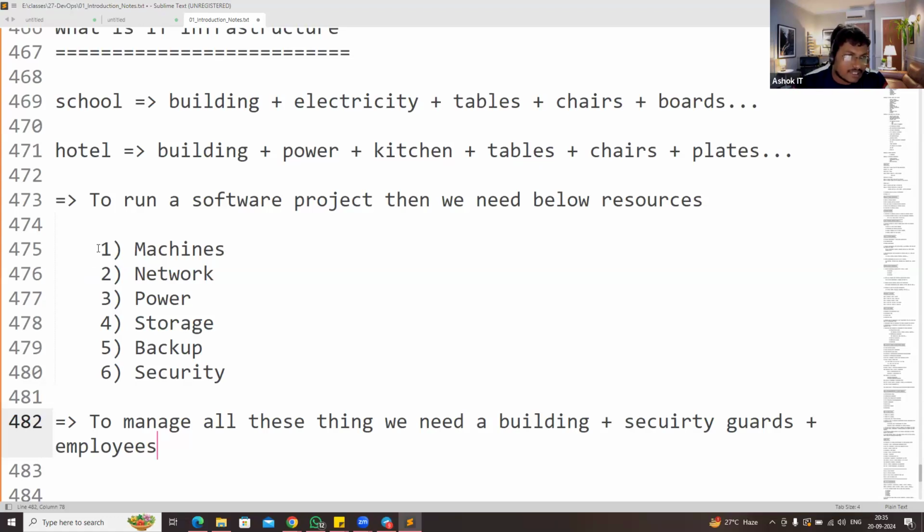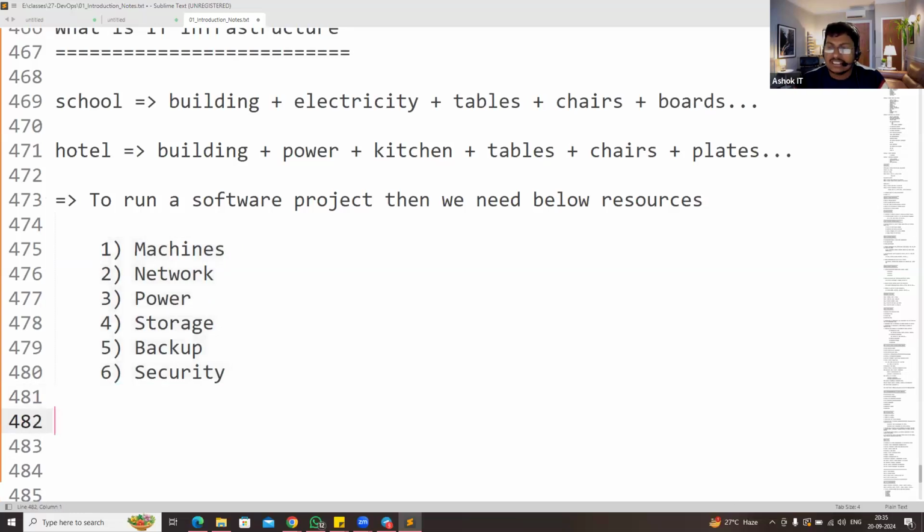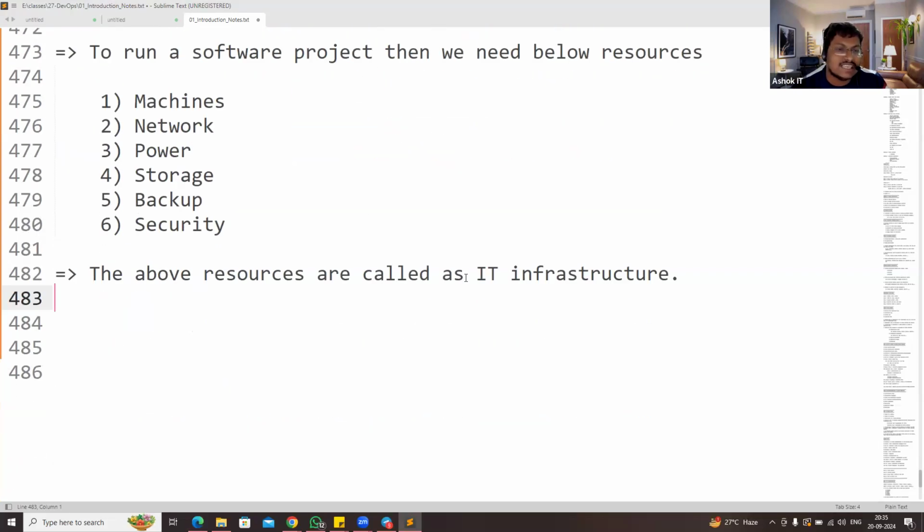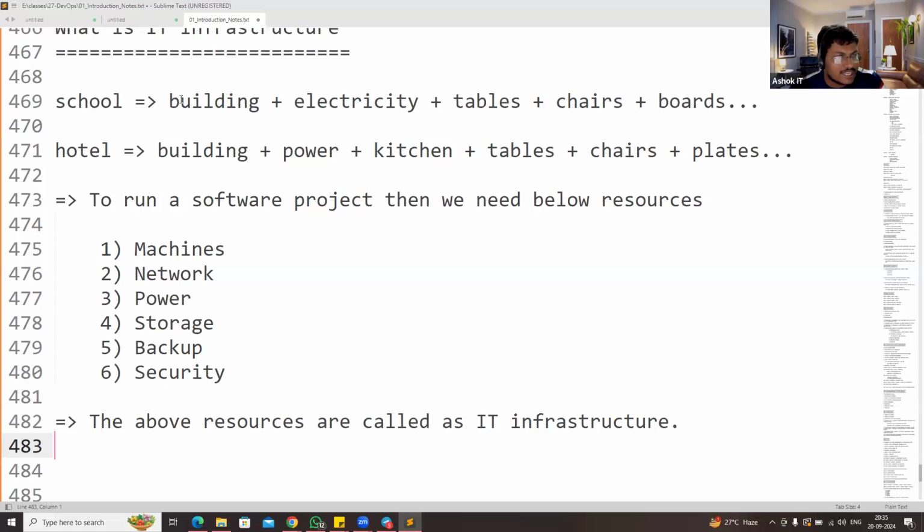Whatever the resources that are required for our software project, we are going to call as infrastructure. Whatever the resources are required in order to run our software project is called infrastructure. To run a school, some infrastructure is required. To run a hotel, some infrastructure is required. Similarly, to run a software project, we need some resources. Those resources we are calling infrastructure.